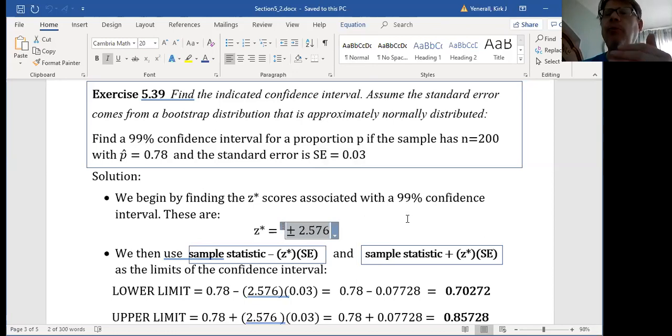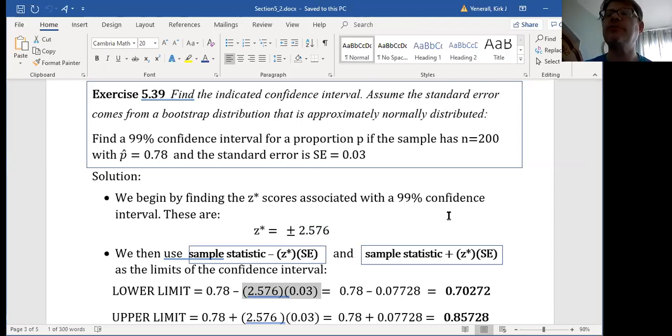That merely tells me how many standard deviations, how many standard errors I need to construct the margin of error that I want. My margin of error will always be my special z-score times the size of the standard error. I need to multiply those two together. In this particular case, my standard error was 3%, 0.03. So to find the lower limit of my confidence interval, I'm going to multiply my special z-score, 2.576, by 0.03 to find the margin of error.